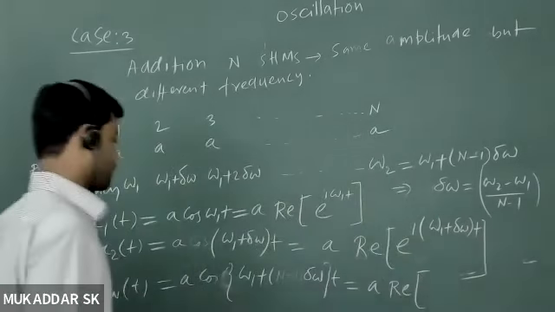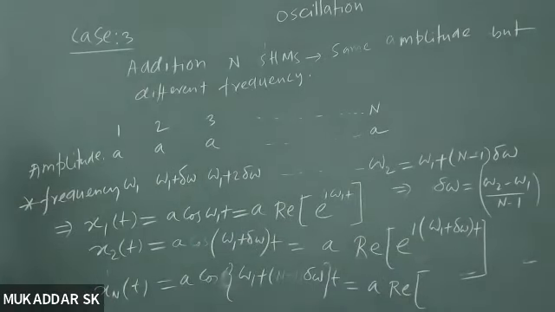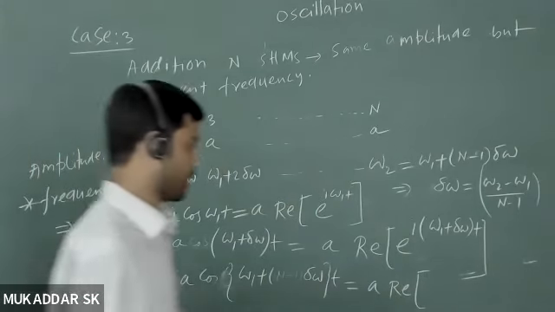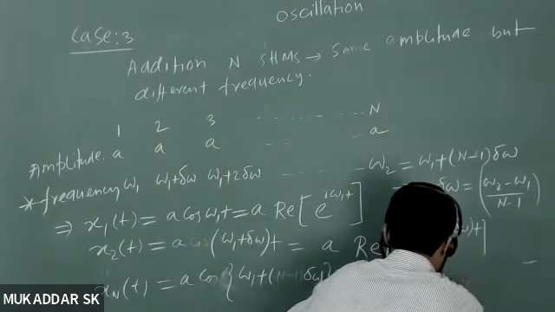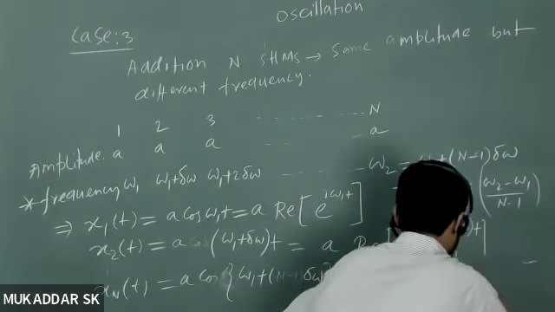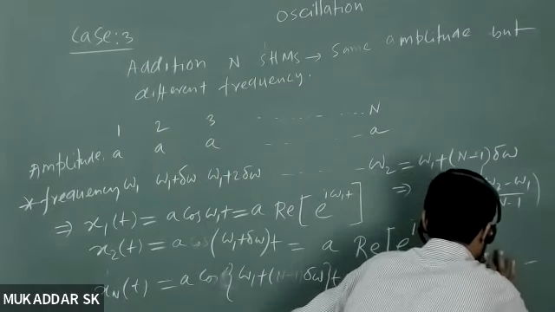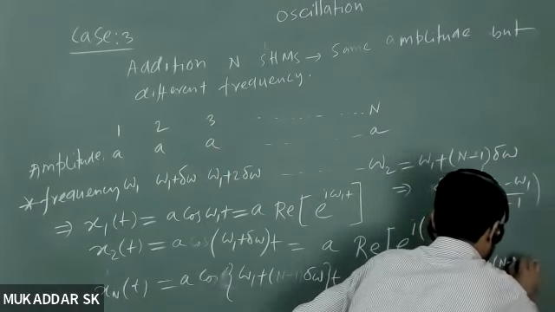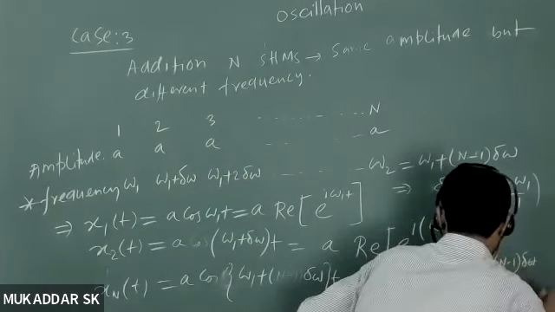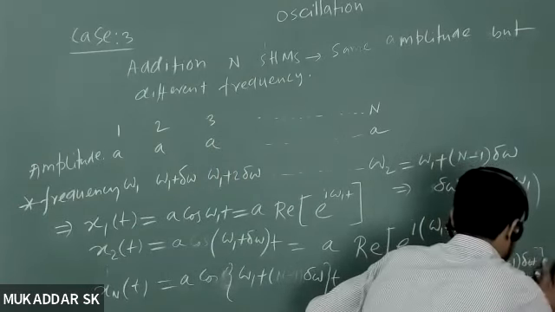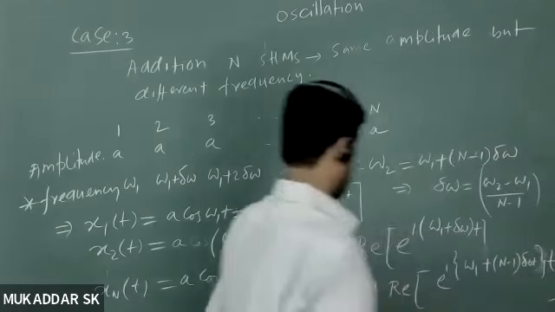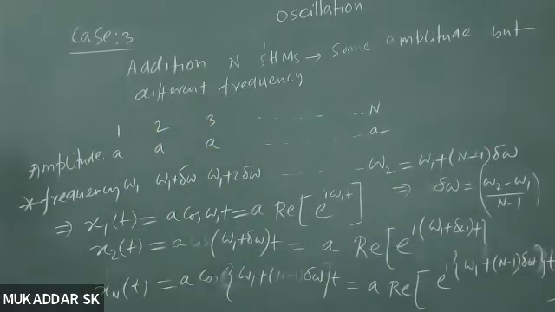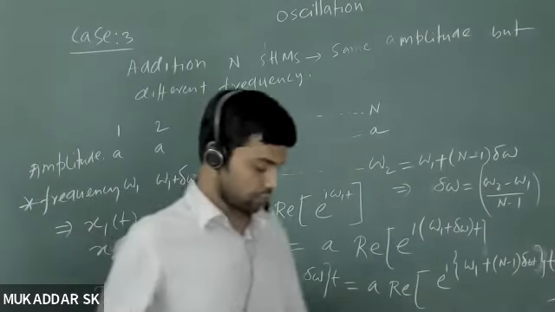Is this part visible to you, the lower part? Yes, sir. Okay, so you can write exponential of i, then omega 1 plus n minus 1 delta omega, and then you will have t. So this will be your representation. This is all about the displacement of an individual oscillator.